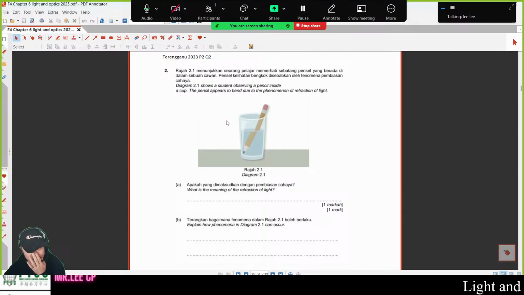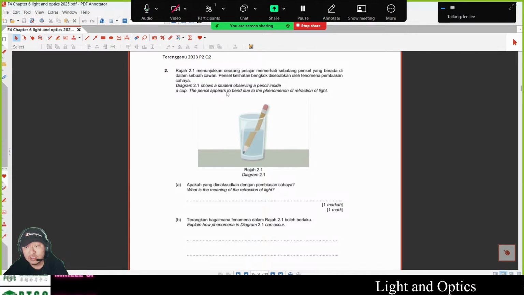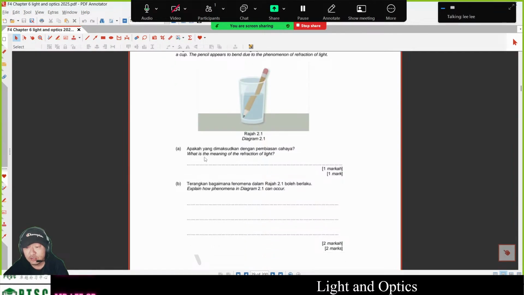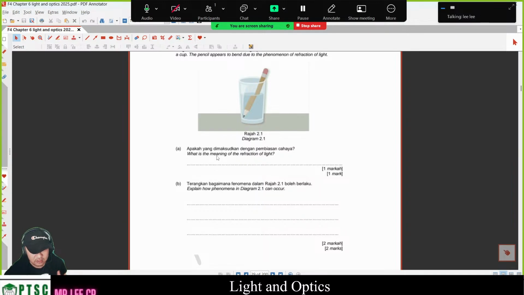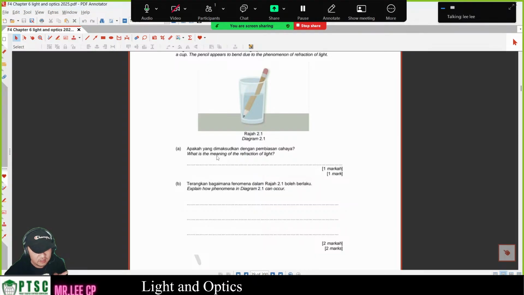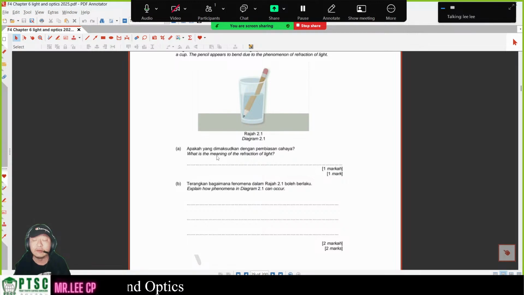Okay, discuss only. So, for example, diagram 2.1 shows a student observing a pencil inside the cup. The pencil appears to be bent due to the phenomenon of refraction of light. So, what is the meaning of refraction of light? Okay, what is the meaning? So, it is the bending of the direction of the light when the light travels to a different optical density due to the change of the velocity. You need to write velocity change, change direction, and bend.